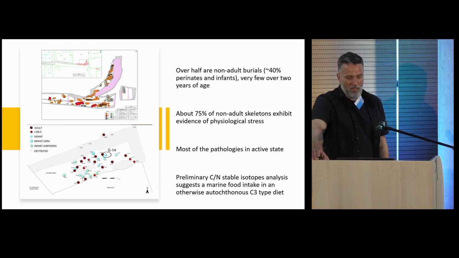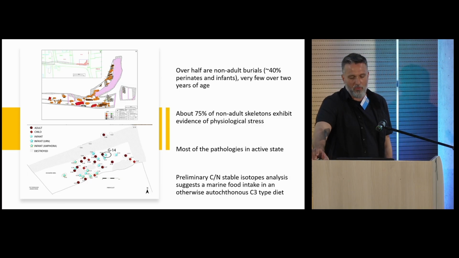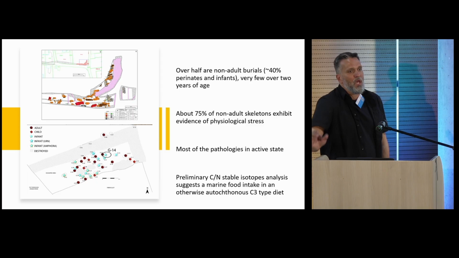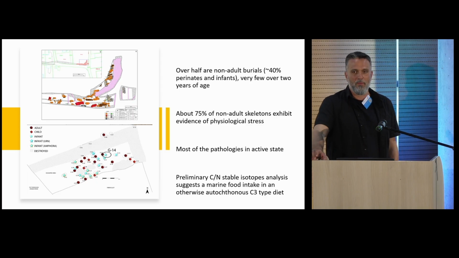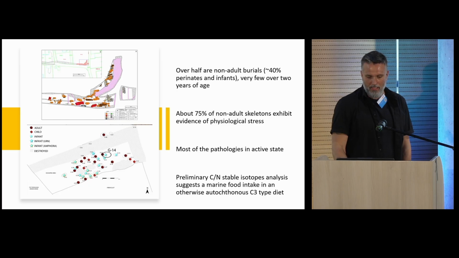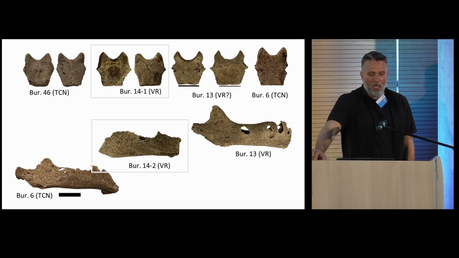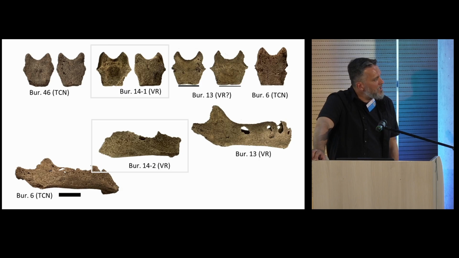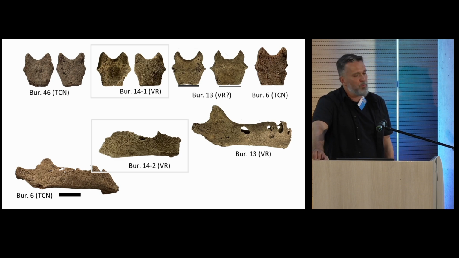And again, nitrogen and carbon preliminary data suggest a marine food intake in an otherwise autochthonous C3-type diet. Nothing surprising. They are on the coastline, so it would be surprising if they didn't eat any fish. And just a couple of examples of these perinates and neonates: you can see very strong expression of porosity on the mandibles and on the basilar bones.